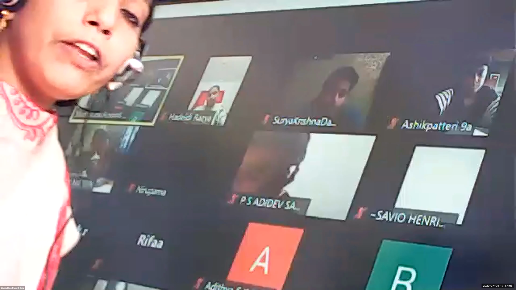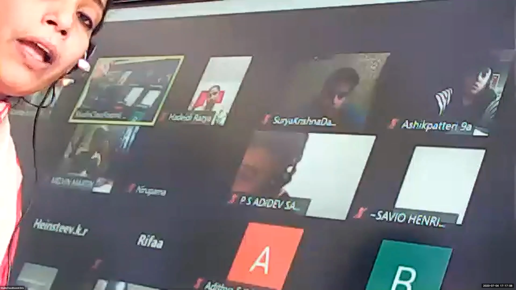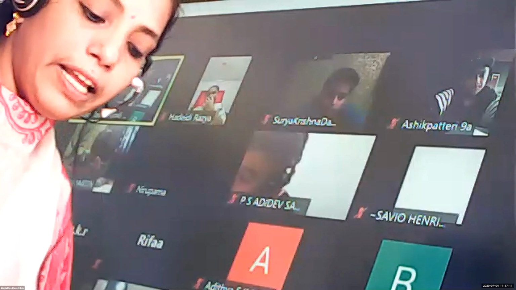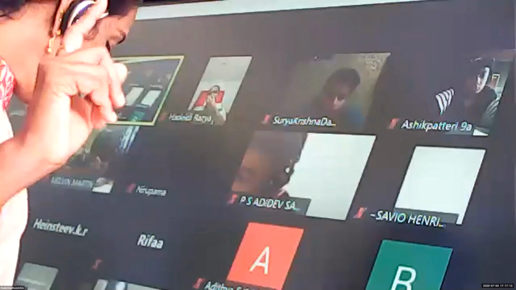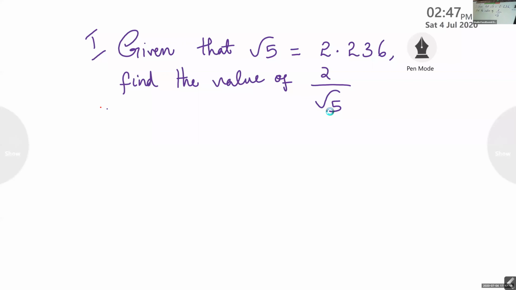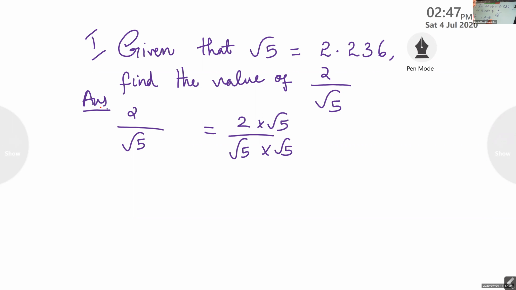Otherwise, if you substitute root 5 in the denominator, it is a wrong method. Here you are using rationalization, so you are multiplying with root 5. 2 by root 5 into root 5 by root 5. So we will get the answer as 2 root 5 by 5.